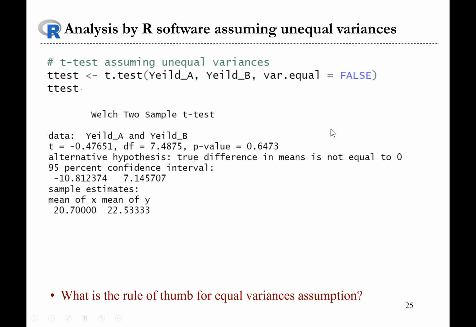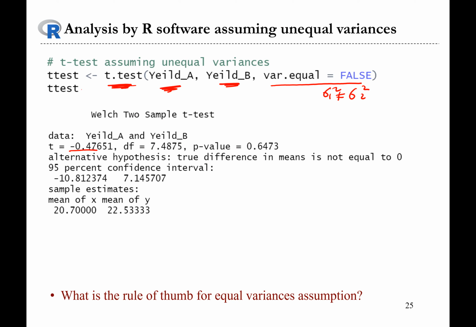So how do I do the test and the confidence interval when I assume sigma 1 squared doesn't equal sigma 2 squared? Use the same function, t.test. Give the first group of data, second group of data, but var.equal is false. It means sigma 1 squared doesn't equal sigma 2 squared.